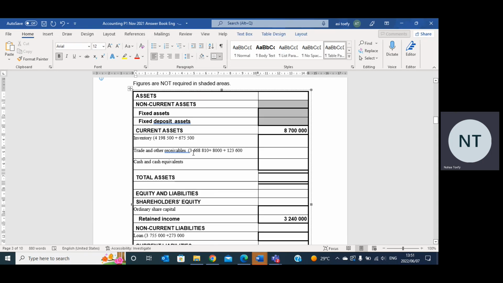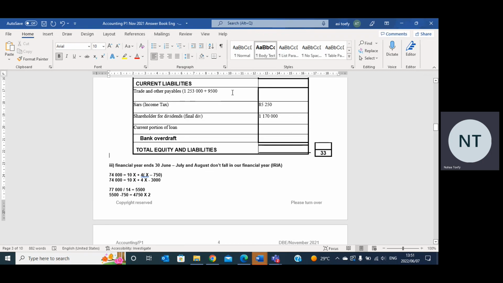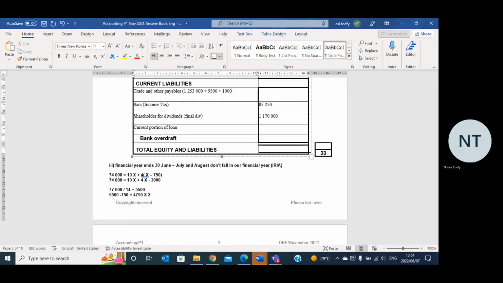A debtor who has a credit balance, guys, means he is on the credit side. Now, if I want to cancel that out, I'm going to debit debtors control. So I'm going to add 11,000 here. I'm going to debit debtors control, and then I'm going to go to my trade and other payables, and I'm going to add it here. 11,000.